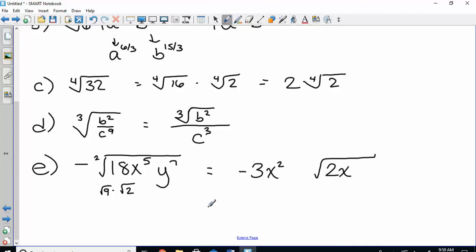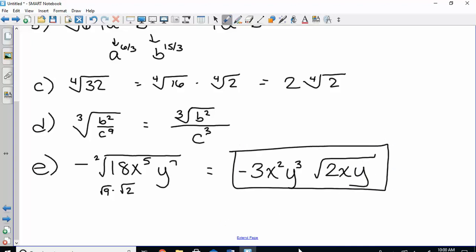My y's. If I have 7 y's, how many groups of 2 can you form? 3. So a y to the 3rd comes out. Are there any y's left over? We have 1 y left over. So if you don't have enough to make an even group, it just stays under our radical.